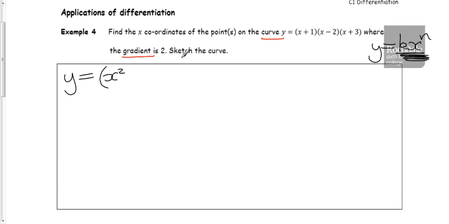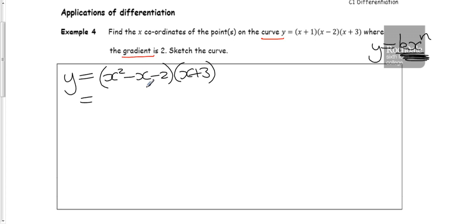It gives me x squared, and then plus 1x minus 2x, which is minus x, and positive 1 times negative 2, which is negative 2. So I've expanded the first 2 brackets. I still need the brackets that I've written in here. If I didn't write them down, it would be wrong.